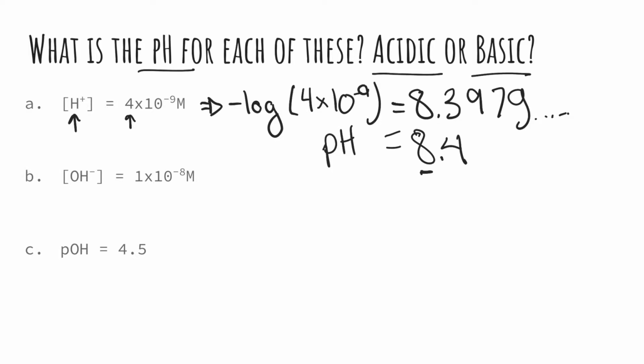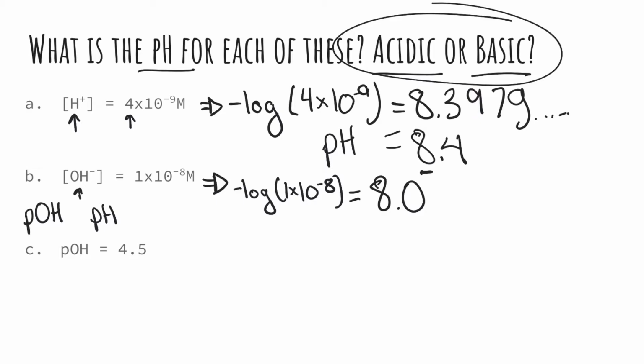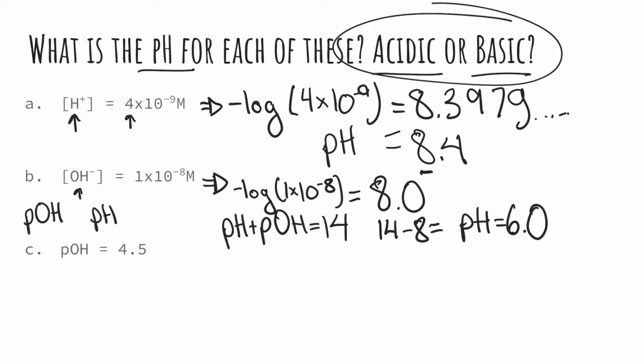That's our first pH. I'm going to come back and evaluate this at the end. Next up, we're given the hydroxide ion concentration. There are multiple ways to go about this. I'm going to start by calculating the pOH and then converting that to pH. So the pOH is the negative log of the hydroxide ion concentration, and that's going to be 8 exactly. Then I take my equation pH plus pOH equals 14. I'm going to take 14 minus 8. That gives me that pH equals 6.0.